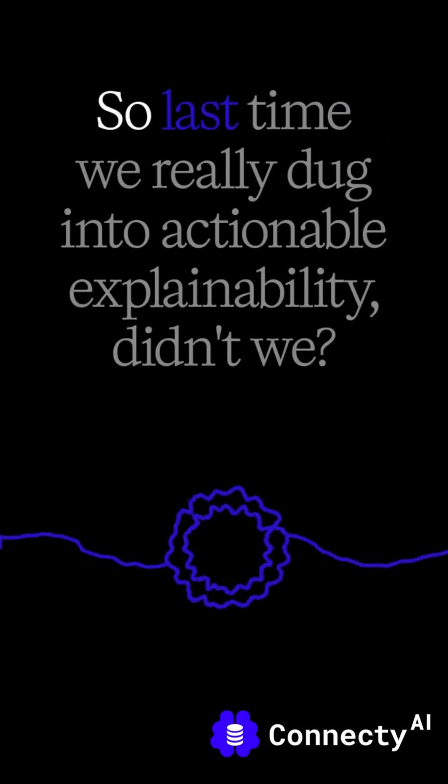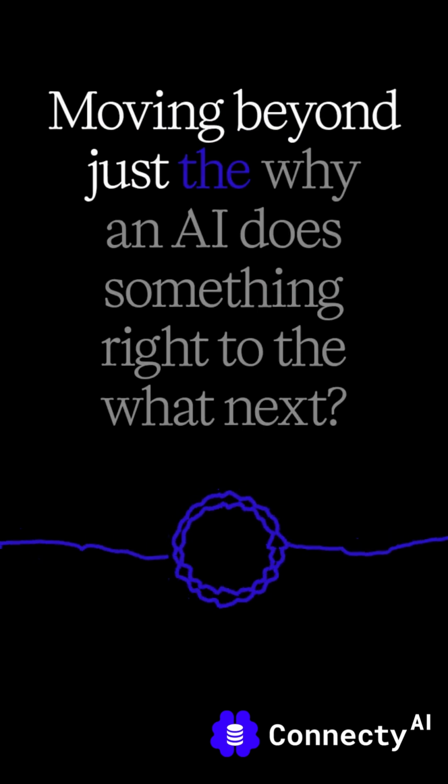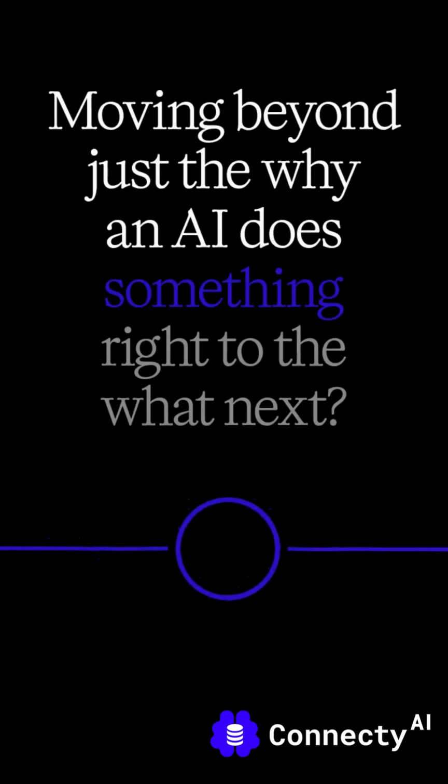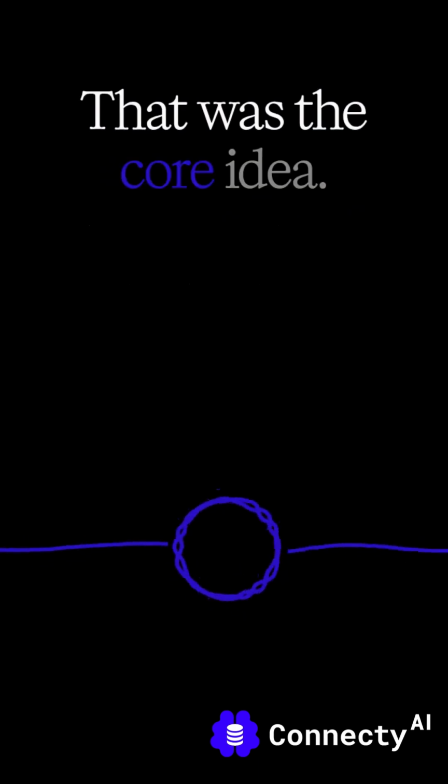Welcome back. So last time we really dug into actionable explainability, didn't we? Moving beyond just the why an AI does something. Right, to the what next. What can we actually do about it to make it more accurate? That was the core idea.